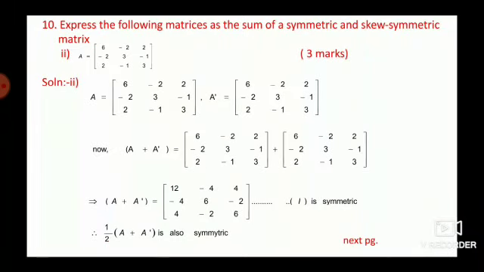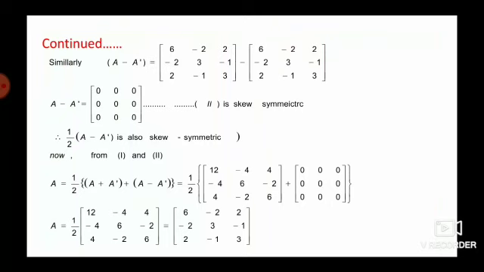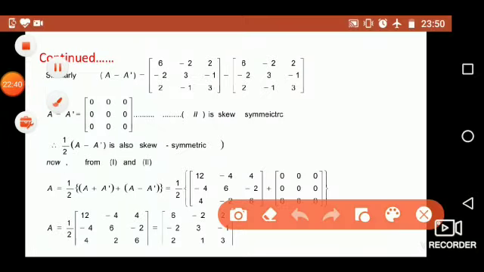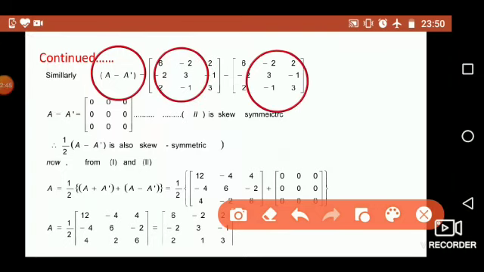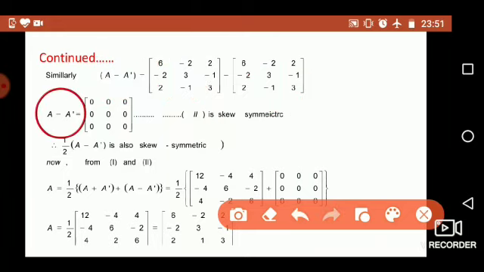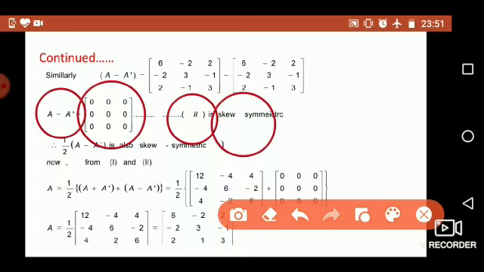Now, the second step of the problem is to find the matrix A minus A dash, the difference between A and A dash. That gives A minus A dash equal to a matrix containing the elements in the first row 0, 0, 0, second row elements also 0, 0, 0, third row elements also 0, 0, 0. This is by algebraic operations on matrices. We got a 0 matrix and we denote this matrix as equation number 2, and a 0 matrix is always a skew symmetric matrix.